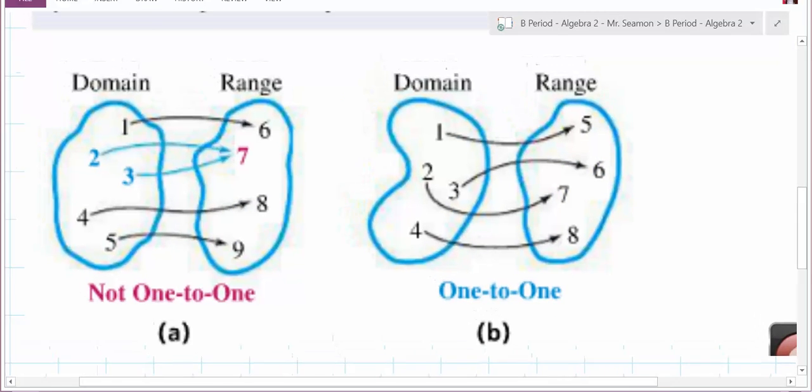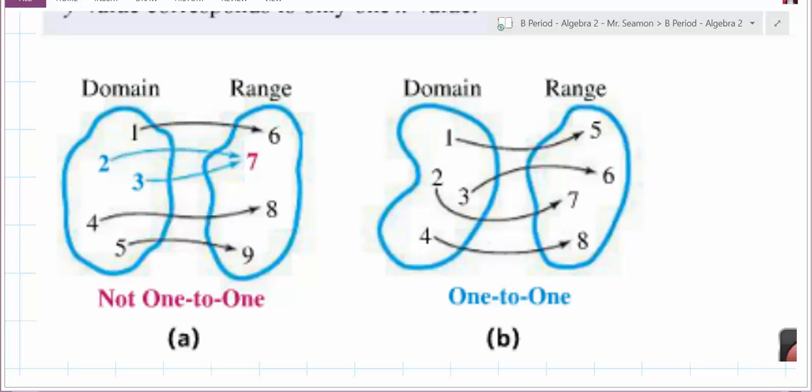But look at this. What does this say for one-to-one? It says, if you have two x values, can they go to one y value? No. What happens if you had something that looked like this? Let's say 2 also went to 6. That wouldn't be a function because 2 would be going to 6 and 7. Can one x value go to more than one y value? No, or it's not a function. But this right here is a function, but what is it not?